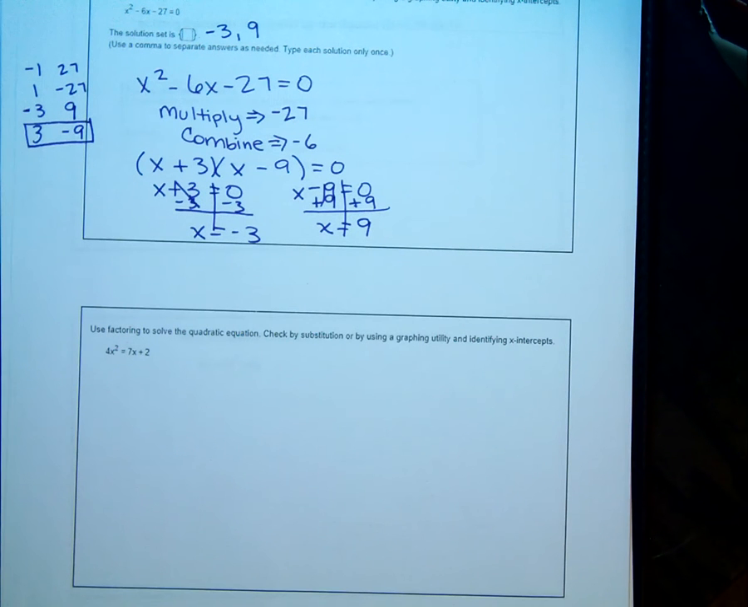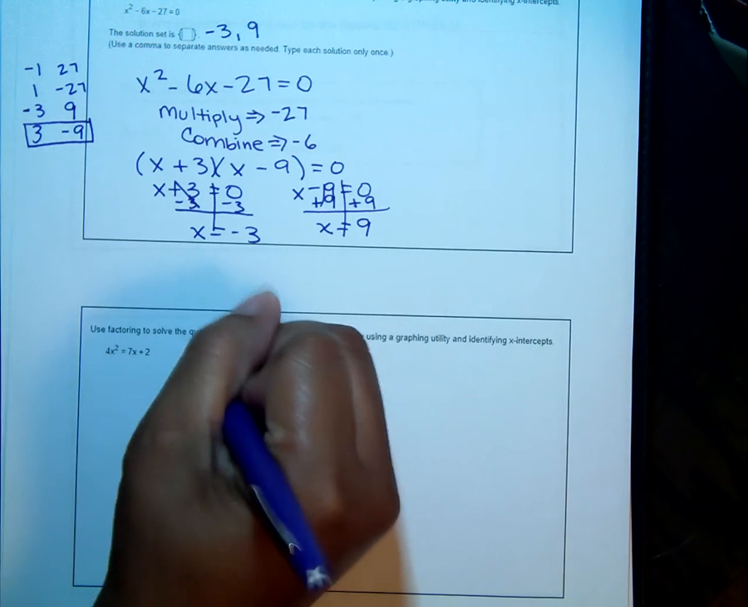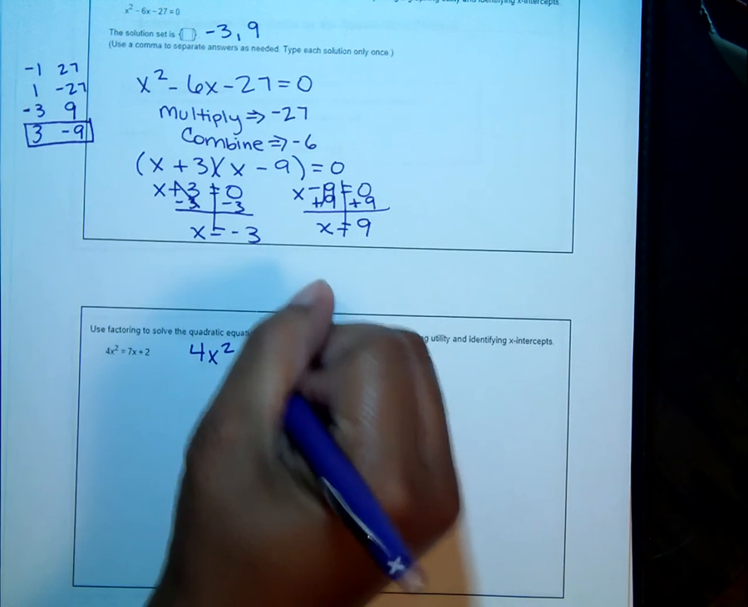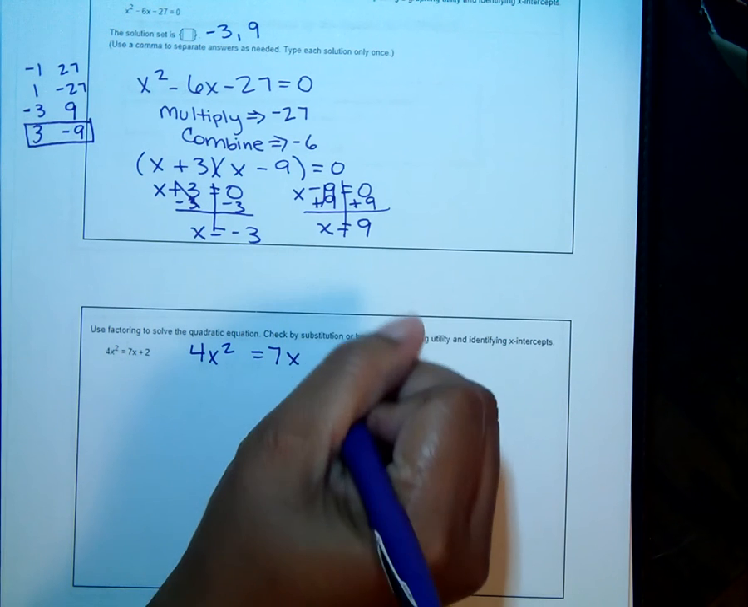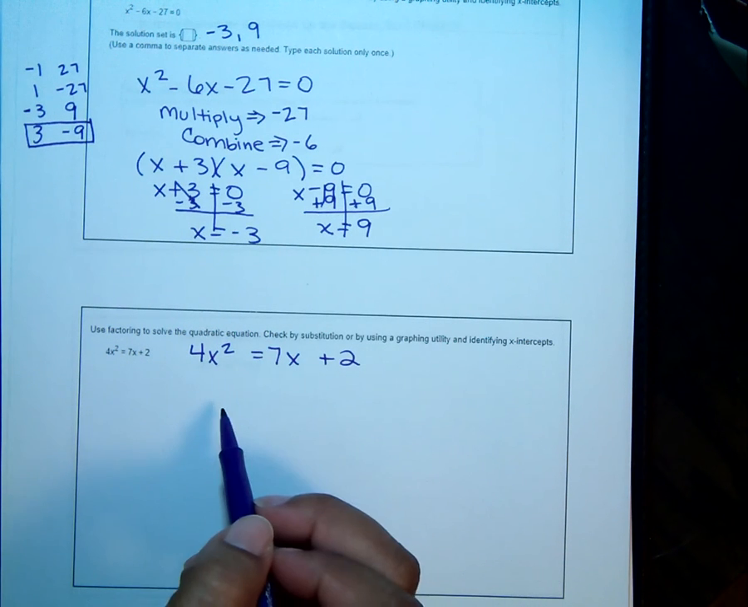It says use factoring to solve the quadratic equation. Check by substitution or by using a graphing utility and identify the x-intercepts. Okay, so my first step is to get this in general form. This is not general form. I got 4x squared equals 7x plus 2. Before I can solve quadratics, I have to get one of my sides equal to 0.